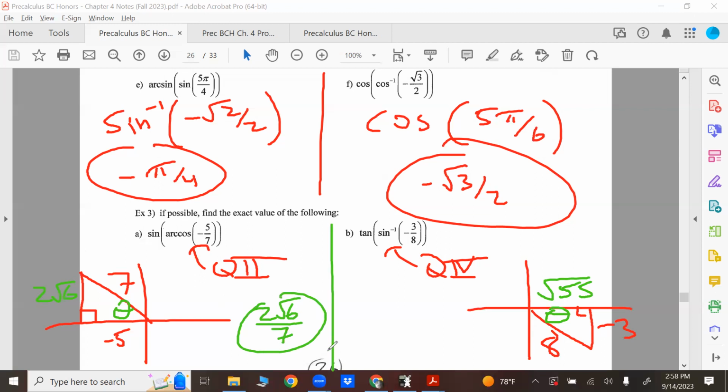Next one's going to be tangent, opposite over adjacent.